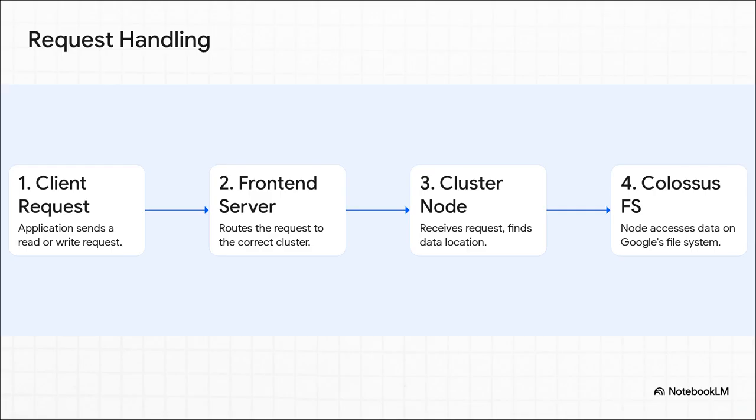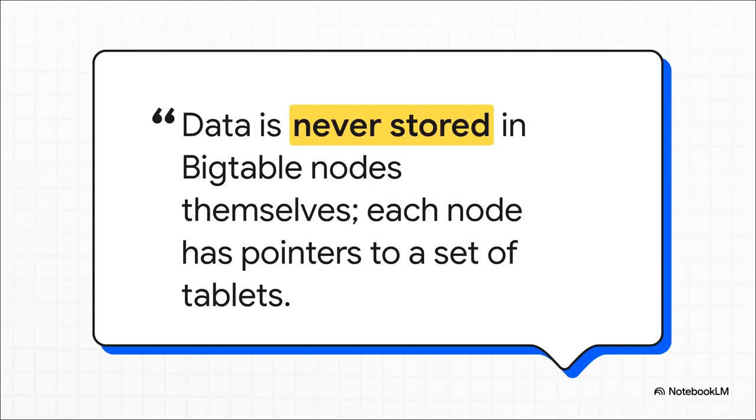The node just holds a pointer to where the data is stored, which is on Colossus, Google's massive, super durable distributed file system. This quote right here just nails it. Data is never stored in Bigtable nodes themselves. You have to get this concept to understand Bigtable. Just think of it this way. The nodes are your compute layer. They do the thinking. And Colossus is your storage layer. It holds the stuff. This fundamental separation of compute from storage, that's the key. That's what makes everything else possible.